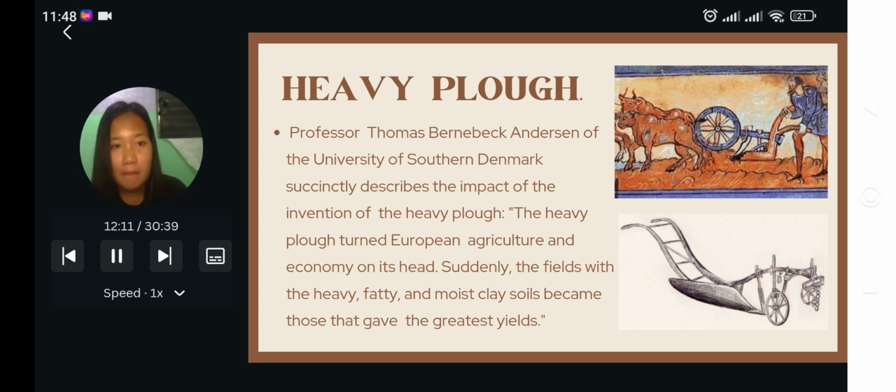And because of the invention of the heavy plow in Europe and in northern territories, talaga namang nakita yung pag-usbong ng agriculture nila that leads to economic prosperity. And really, it was marked by higher and healthier agricultural yields and more efficient agricultural practices. Okay?